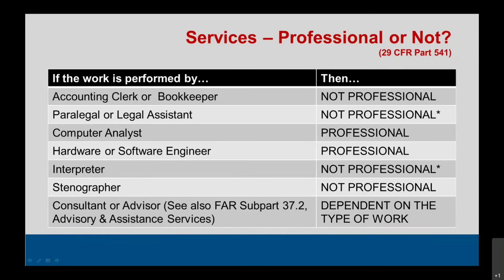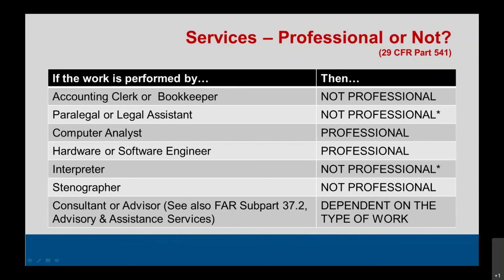And the test is whether an employee spends more than 50% of their time performing exempt work. You see here if the work is performed by certain categories, whether or not they are considered professional or not professional. So like an accounting clerk or bookkeeper is considered not professional because they usually do not require a 4-year advanced degree. A paralegal or legal assistant, however, is typically considered not professional. However, there could be an instance where they possess an advanced specialized degree, and that advanced knowledge needs to be applied in their field to perform their duties. And if that's the case, they could be considered professional.